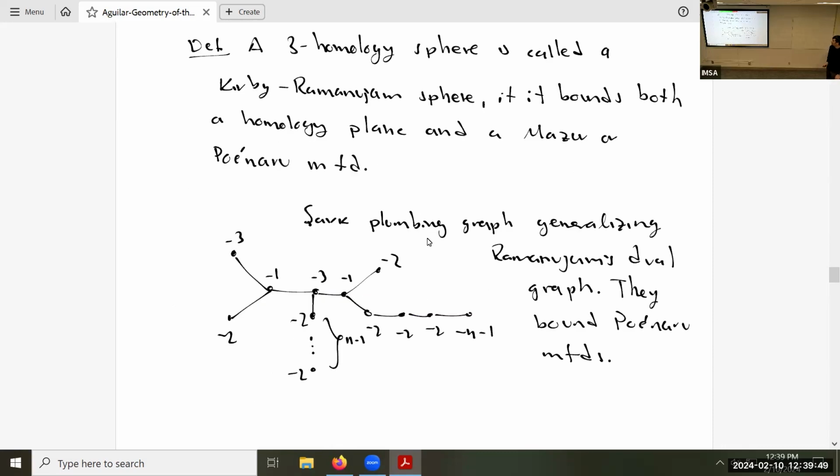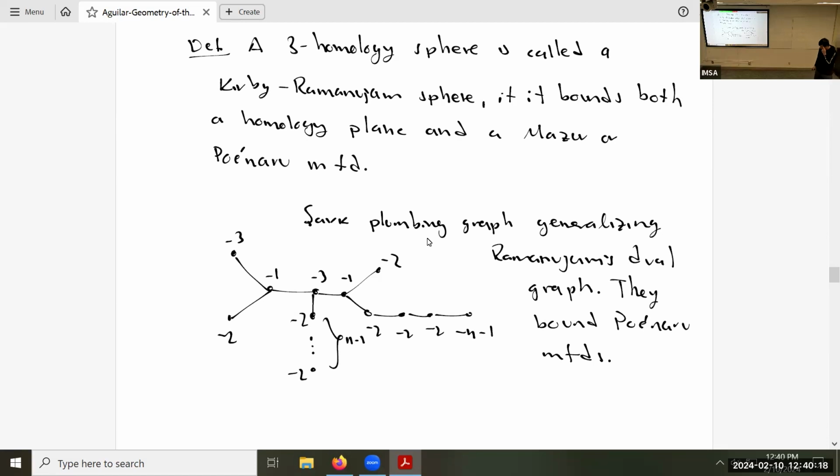So now let me define what we call a Kirby-Ramanujam sphere. And this is basically a three-homology sphere that bounds a homology plane and a Mazur manifold at the same time. So the example is this, the three-homology sphere bounding the Ramanujam surface, that you can have both of these.